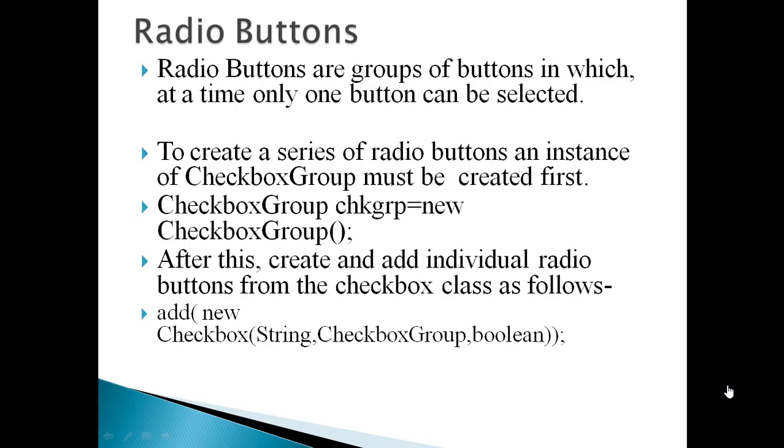To create a series of radio buttons, first we need to create an instance of the CheckboxGroup class. Here CheckboxGroup, capital C capital G. How can we create the instance of this CheckboxGroup? Like this: CheckboxGroup chkgrp = new CheckboxGroup(); which creates one group object.